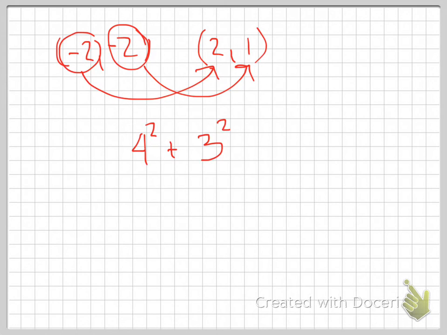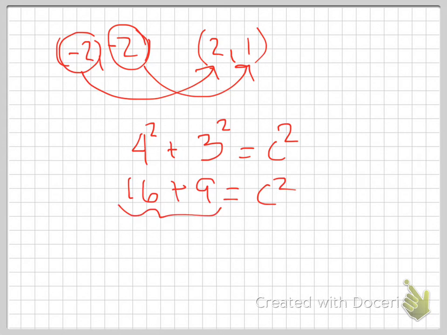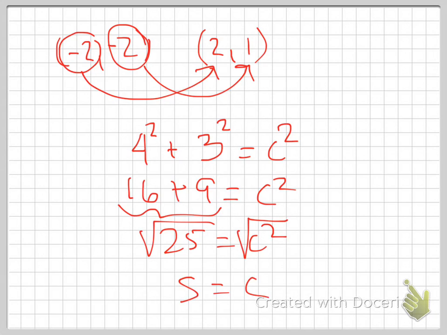So I now have A squared plus B squared equals C squared. 4 times 4 is 16. 3 times 3, 9. Again, add those, we get 25. Undo the squaring by square rooting both sides, and I would get that C is equal to 5 without having to draw anything on a graph.